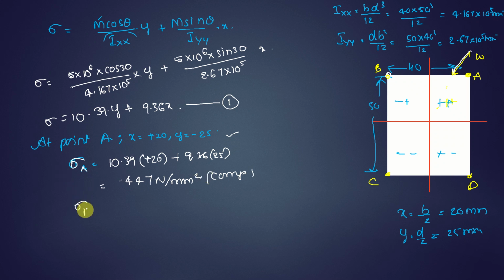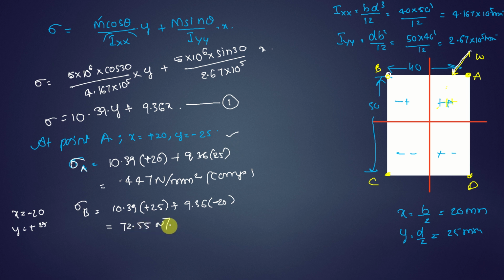And sigma B, what happens at sigma B? The x value will be negative 20, and the y value will be positive 25. So let us substitute in equation 1: 10.39 into, in place of y I will substitute plus 25, and 9.36 into, in place of x I will substitute minus 20. So you will get 72.55 Newton per mm square, positive. This is also compressive. So at point B, in the second quadrant, you are also getting compressive stress.